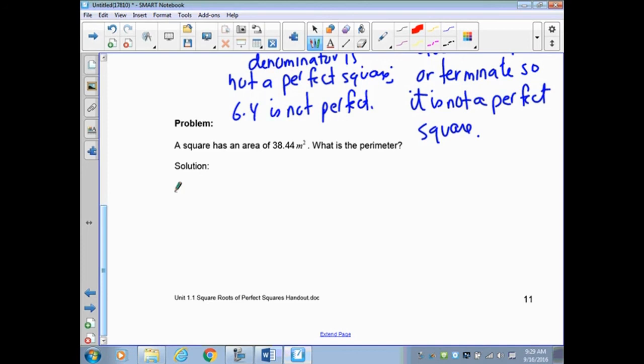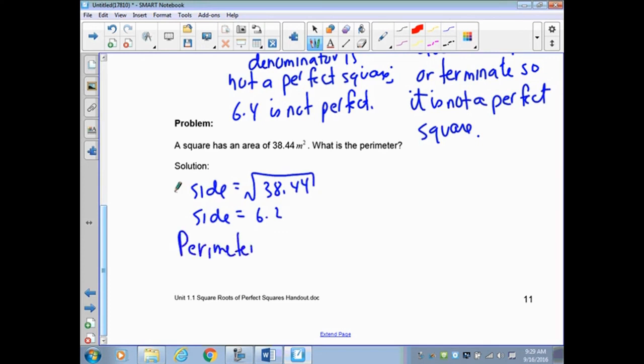All right, so solution, we have to find the perimeter. The side length is going to be equal to the square root of 38.44. That means my side length is going to be equal to 6.2. That means my perimeter is going to be equal to 6.2 times 4. That means my perimeter is equal to 24.8 meters.